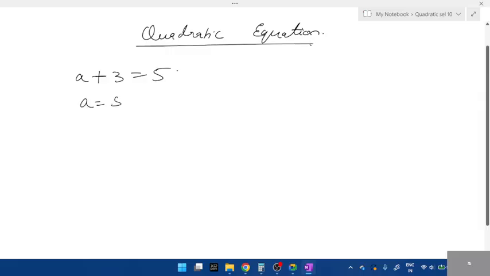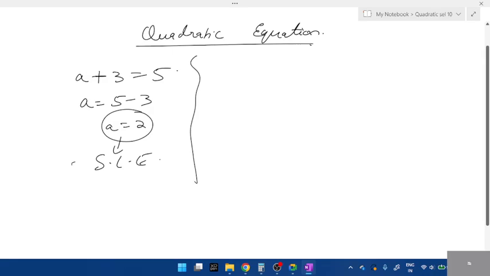If you want to find a, 3 goes to the other side. A is equal to 2. This is just a normal equation. We call it a simple linear equation. Remember this, students: whichever equation has only one variable and degree 1, look, the degree of a is 1, is known as a simple linear equation.